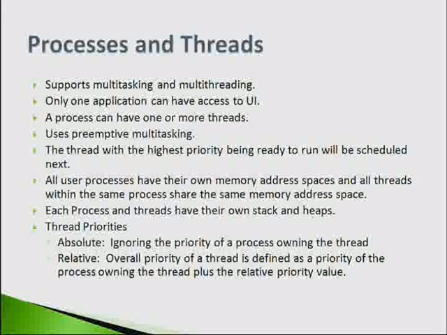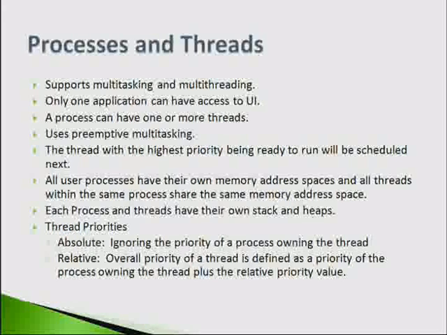All user processes have their own memory address spaces, and all the threads within the same process share the same memory address space. Each process and thread has its own stack and heap. These threads have absolute and relative methods. The absolute method ignores the priority of the process owning the thread, and with the relative method the overall priority of a thread is defined as the priority of the process owning the thread plus the relative priority value.